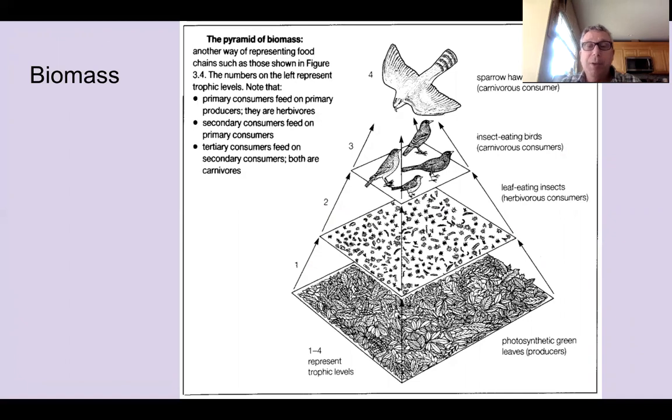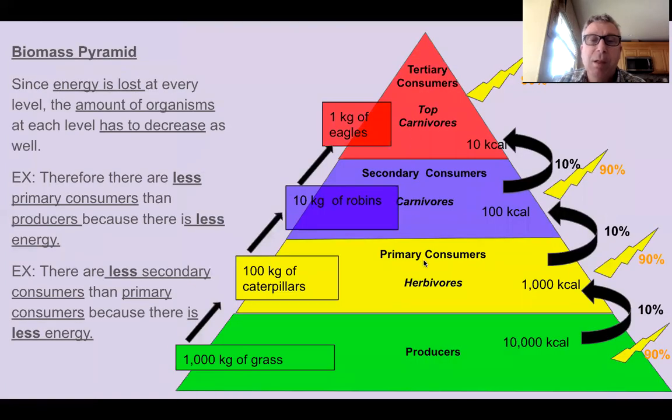So the pyramid, you can see all the leaves right here. I'll move that out of the way. We have a lot of leaves, we have fewer insects, fewer birds, and then fewer hawks. So the biomass decreases as you go up. All right, so here's another example. I'll move this over here, to get this out of the way.